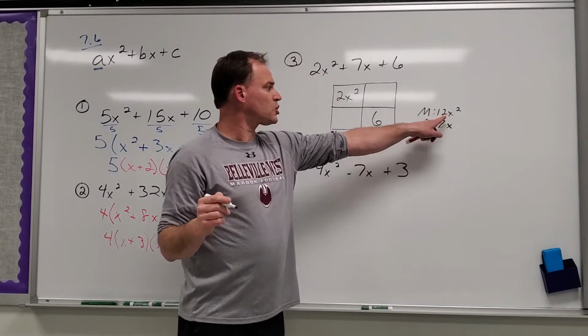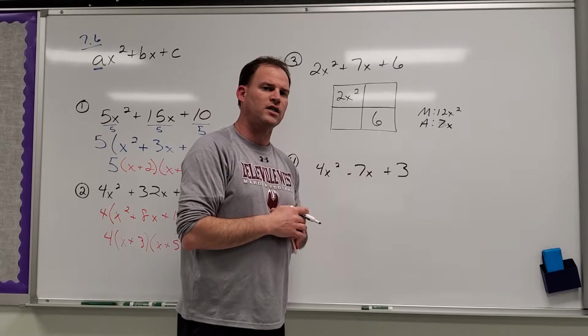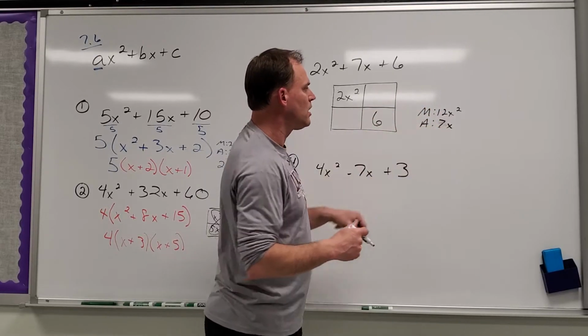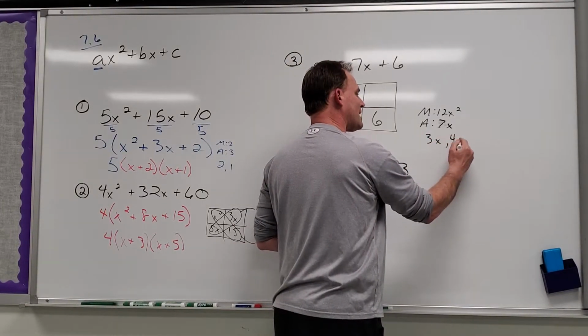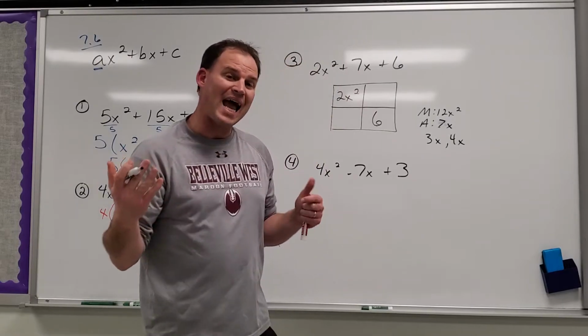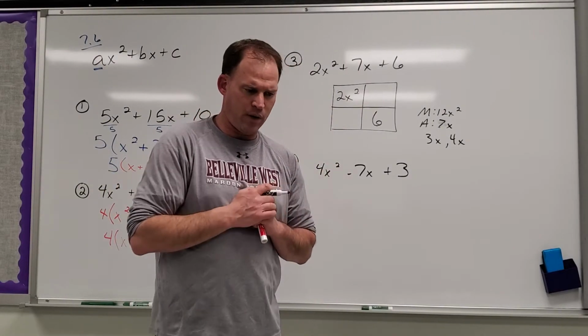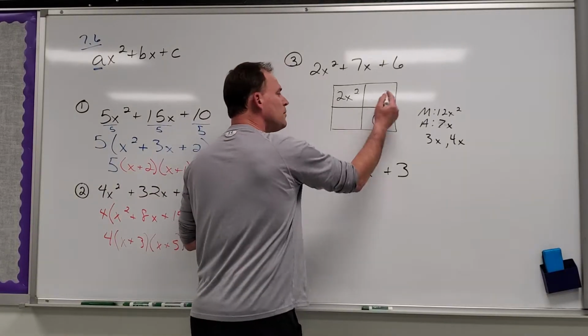So my multiply number is 12x squared, my add number is 7x. What multiplies to be 12x squared and adds to be 7x? Well, if I think about just the numbers here, I know it's 3 and 4, so I know it's 3x and 4x. Those add up to be 7x and multiply to be 12x squared. I'll pause the video and ask questions. All right, put these in here.